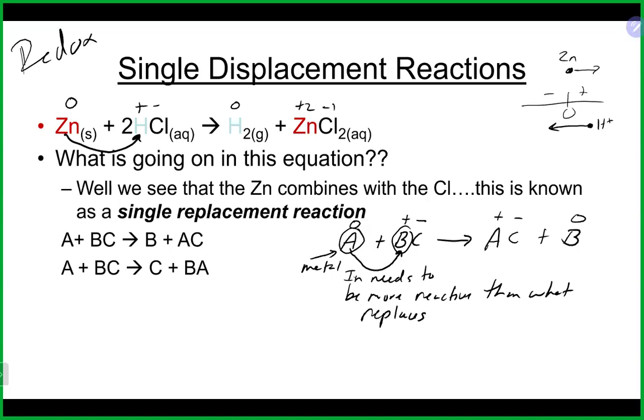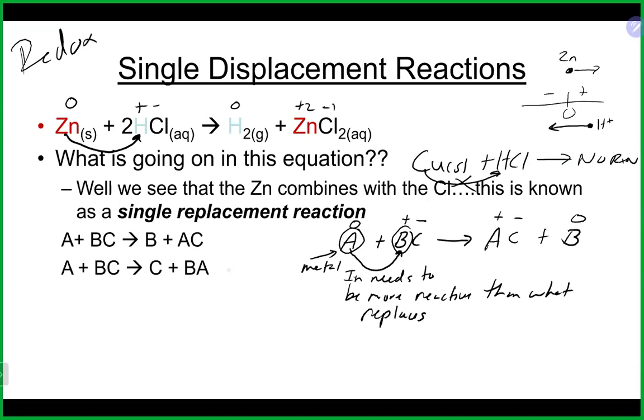Now, if you did this exact same reaction, but you swapped out the zinc for copper, you're going to get no reaction occur. And that's because copper is less reactive than hydrogen. It will not be able to really kick it out.